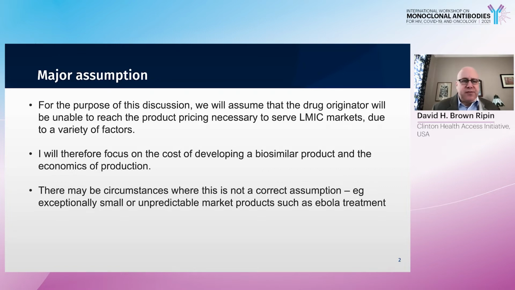I'm therefore going to focus on the cost of developing a biosimilar product and the economics of production of such. I will note that there are probably circumstances where this is an incorrect assumption. An example would be a small or highly unpredictable market for a product such as an Ebola treatment. And I'm happy to answer any questions about that during the question and answer section.